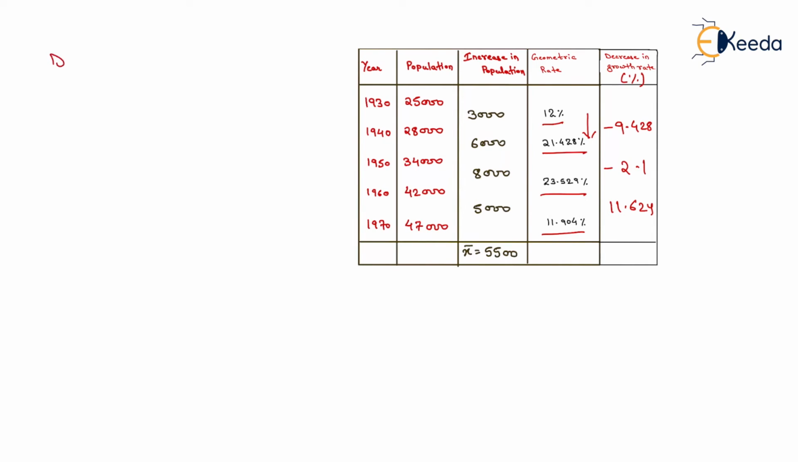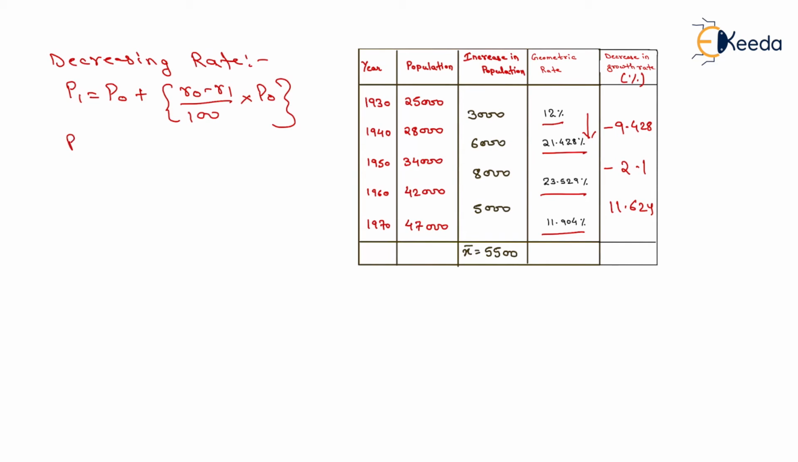If you remember, according to the decreasing rate method, we had written the formula like this: for the first population, P1 will be equal to P naught plus R naught minus R1 upon 100 into P naught. Similarly, P2 will be equal to P1 plus R naught minus R1, again subtracting R1, upon 100 into P1. In this way, we will calculate the population after the first, second, and third decade.